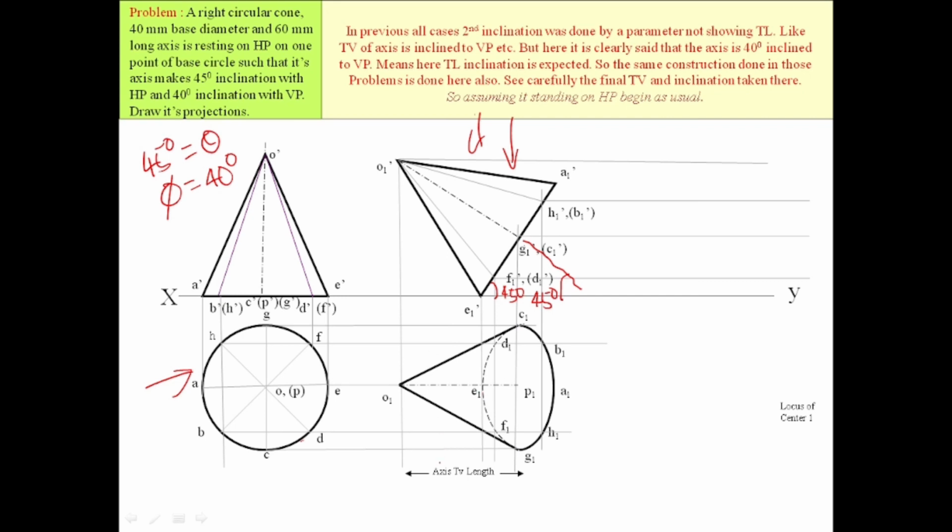And here we can see that this length is the top view of the axis, or axis top view length. Actually P1 O1 is representing the top view of the axis. That P1 O1 is not in true length. Actually that P1 O1 is in shortened length.